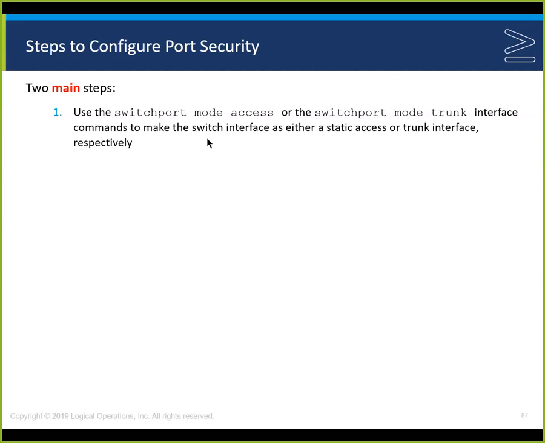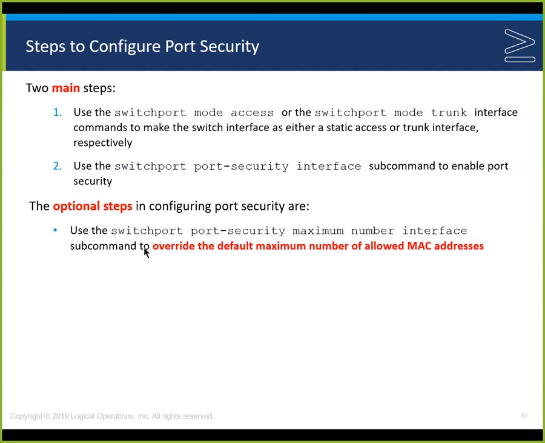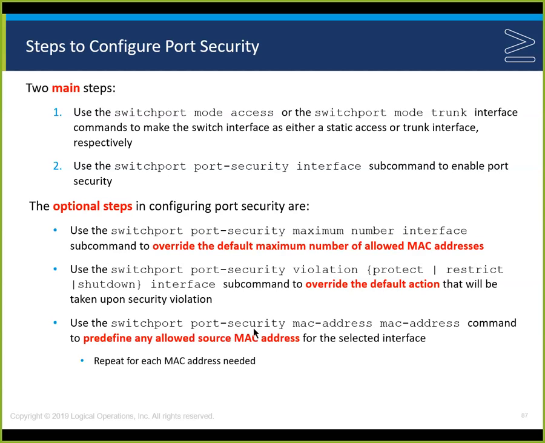Switchport mode access, the main steps to configure it, which is what we did: switchport mode access or switchport mode trunk. We have to manually set the mode. It can't be in dynamic mode. Use the switchport port-security interface subcommand to enable port security. Optional steps to configure: the ones we did, the maximums, the violation modes, even though I set it to the default. Port-security mac-address to predefine allowed MAC addresses for the selected interface.